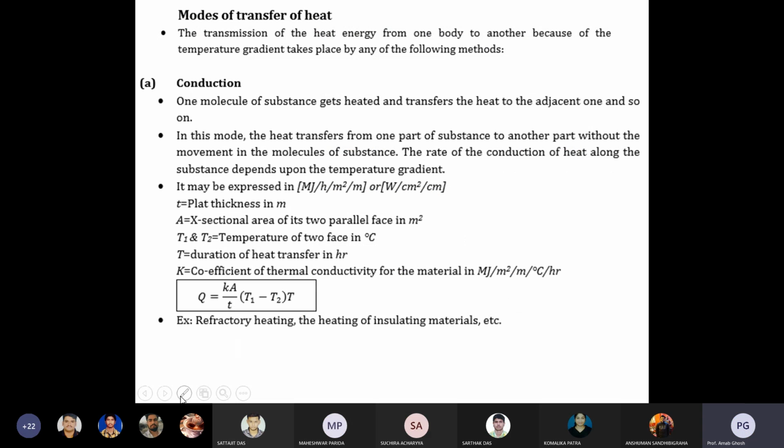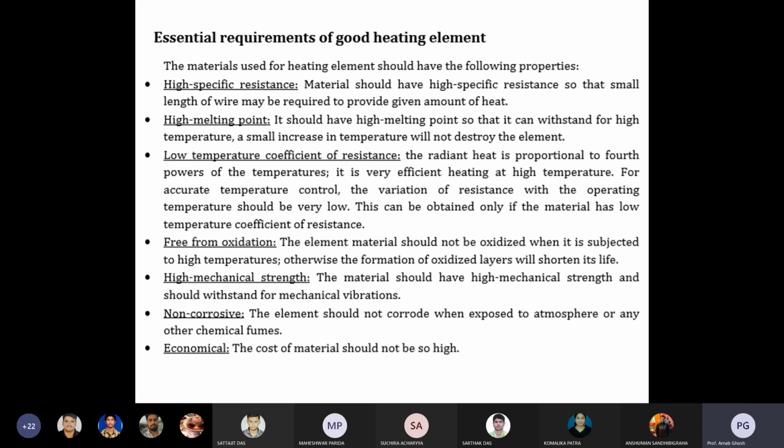So we are discussing different types of heating. The different processes of heating are conduction, convection, and radiation. Now, what are the important parameters for a good heating element that we need to know?